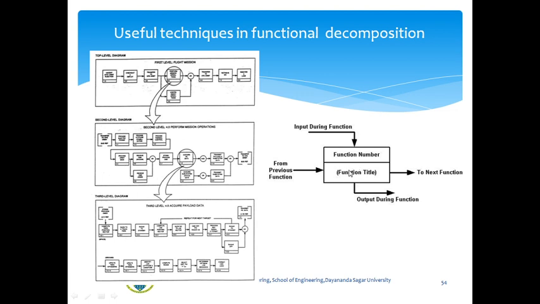So hearing is a function. For hearing, what are the input and what is the output we expect? This is the input and this is the output. And if it is connected to something else, the previous function may give some input to your present function, and it may give some information to the next function. So all these we will represent with arrows and boxes. So this is called a functional diagram.